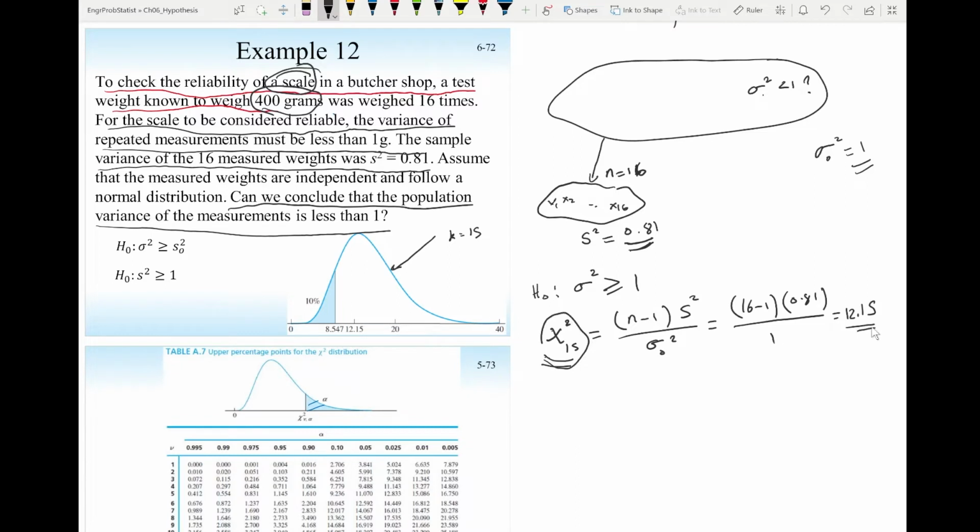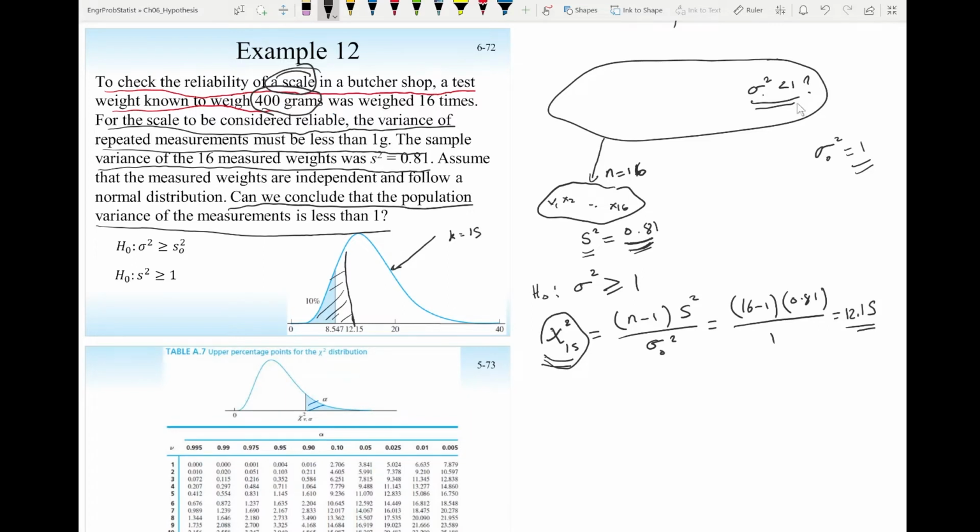So 12.15, if this is the chi-square density function for degrees of freedom k equal 15, the value 12.15 will be somewhere here. Now we need to calculate this area. If this area is less than 5%, then S square had this value not by coincidence, but because the variance is really less than 1, and we reject the null hypothesis.